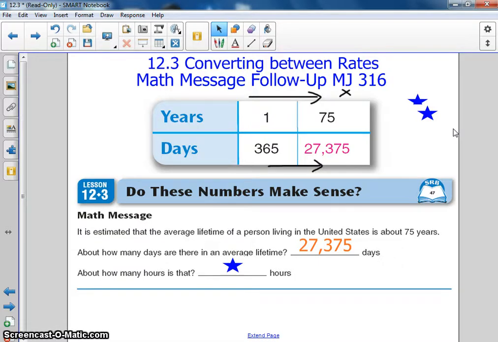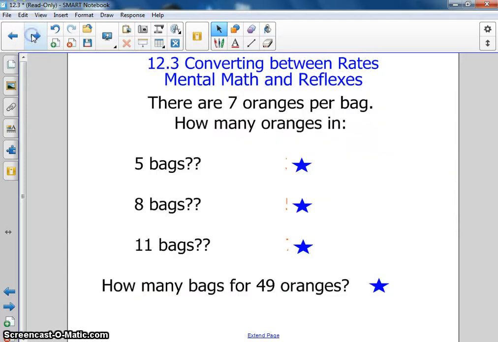Okay? But how many hours are there? Well, do we know how many hours are in 75 years? Not really. But if we break it down, it's easier. We know how many days. Do you know how many hours in a day? I hope you do. Take a guess at how you think you solved that. Pause it and do it. All right. Well, I hope you did. This number times 24 hours in a day would give you 657,000 hours. Okay, not that many hours.